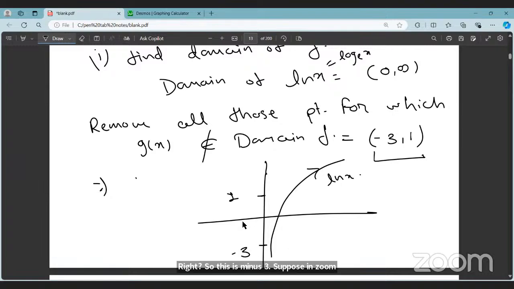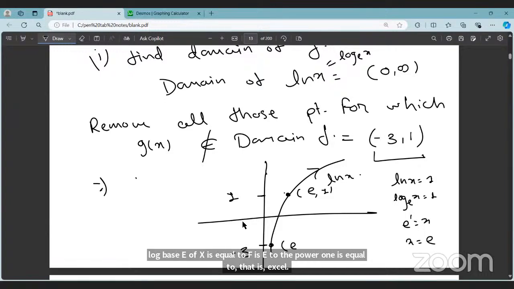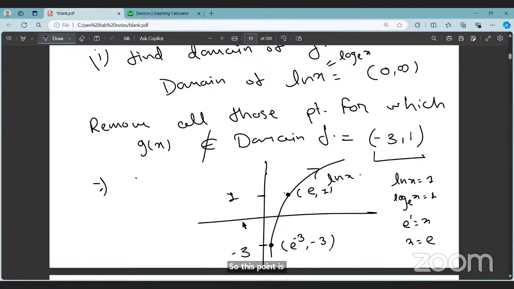So we have to remove all those x for which the graph is not coming into this interval, right? If you observe, this point is 1. If the y value is 1, then what will be the x value? I want ln of x to be 1. So ln of x is equal to 1, that means log base e of x is equal to 1, that means e to the power 1 is equal to x, so x is equal to e. So this point is e comma 1, and similarly you can observe this point is e to the power minus 3 comma minus 3, right?